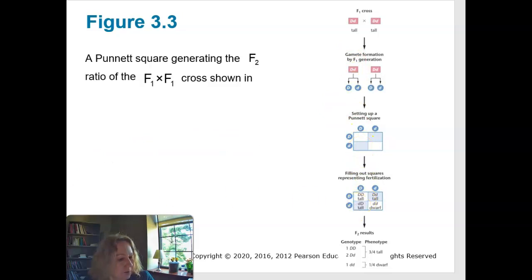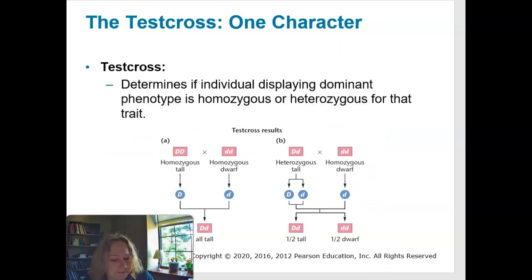Again, here's our Punnett square. We've done monohybrid crosses. Test cross of one characteristic. Determine if the individual displaying a dominant phenotype is homozygous or heterozygous. So these are going to be backwards questions. I may ask you things about a parent. What do you think the parent is of this or that?